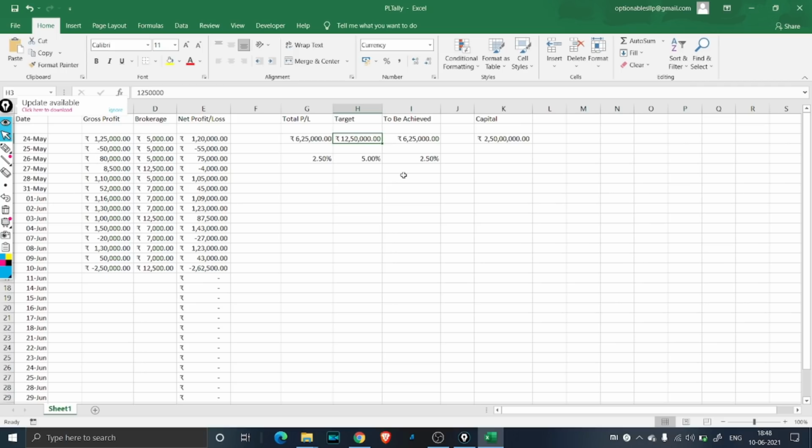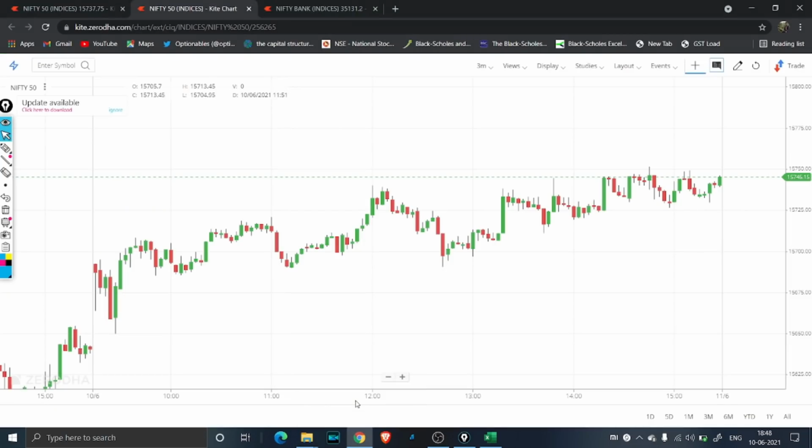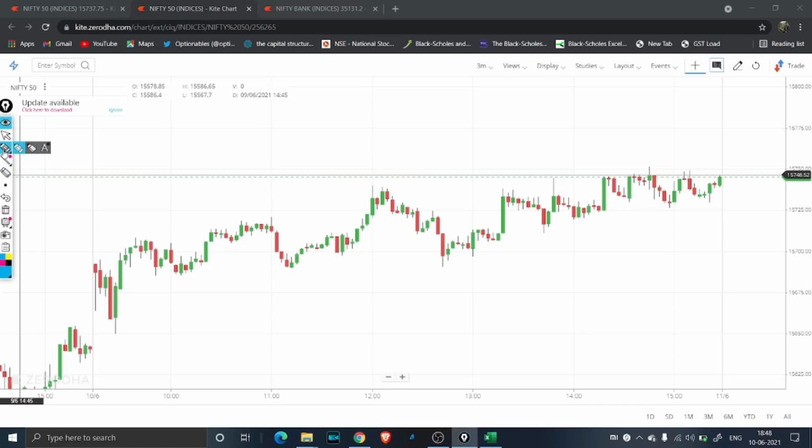So I'll be quickly moving on to charts and we will have a look at what exactly happened today. Today we took trades in both Nifty as well as BankNifty. In the morning session we were mainly in Nifty, and in the afternoon session we shifted towards BankNifty. And I'm going to explain what exactly happened in both the cases.